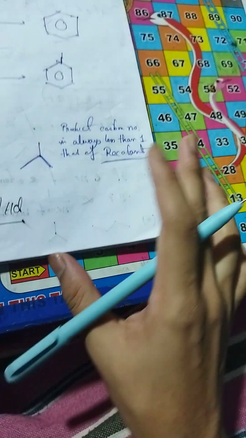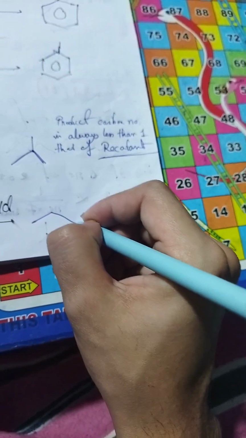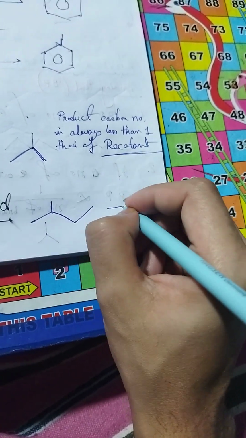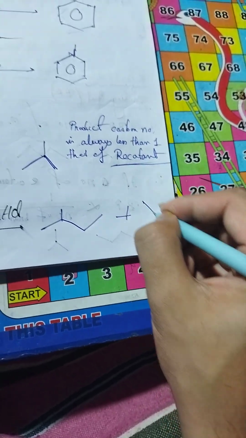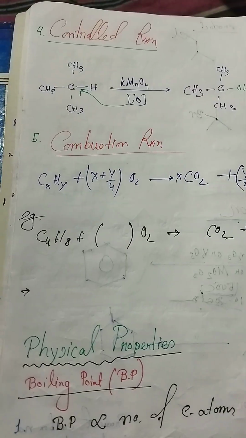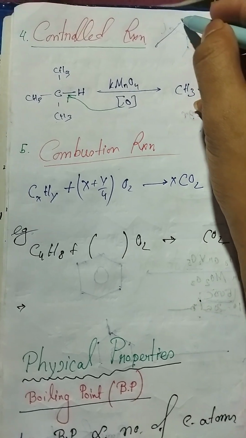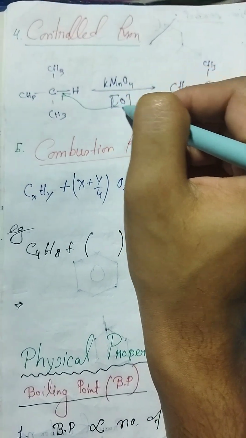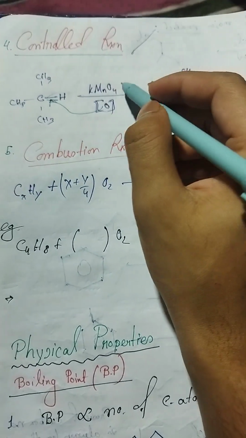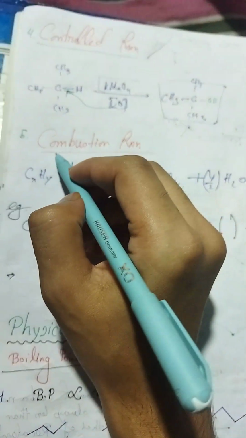In this case, two products are formed. First is and the second is. Now talk about a control reaction. It is a special reaction of tertiary carbon. In this case, here OH attaches and H is released. It is a special reaction. And now talk about combustion reaction.